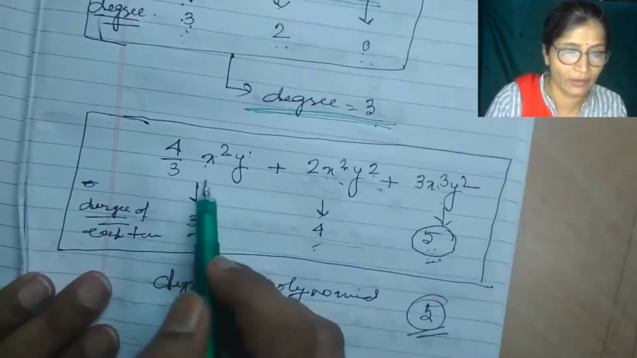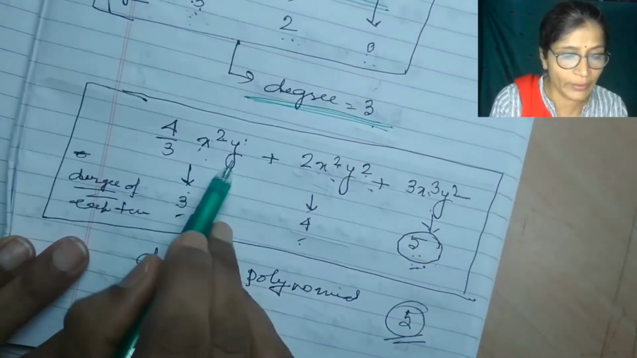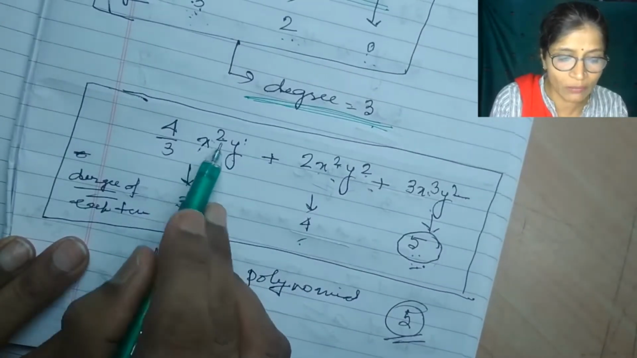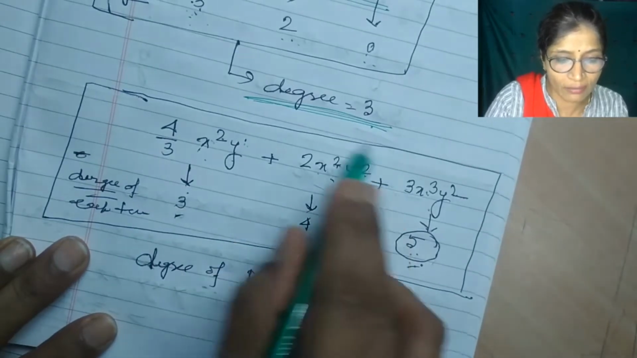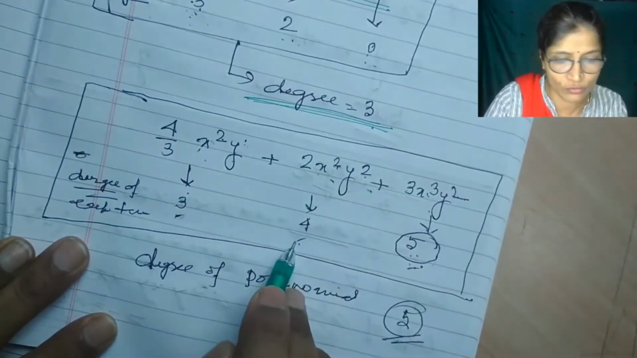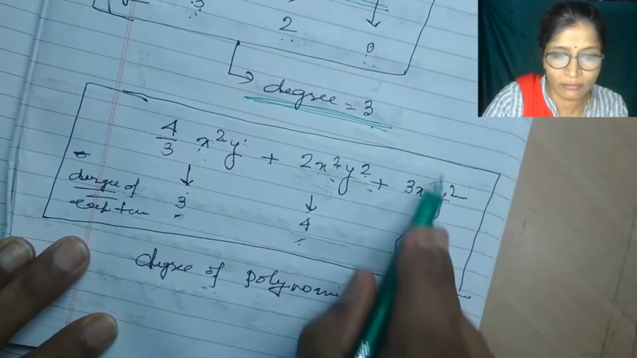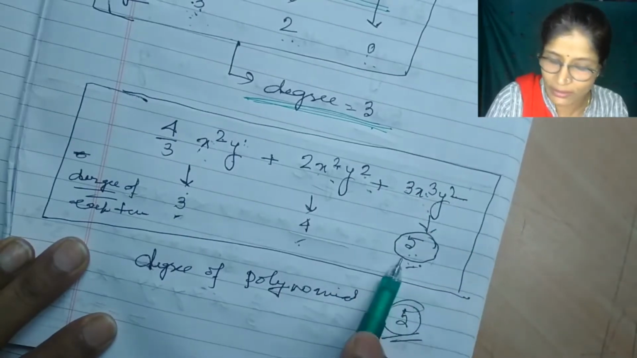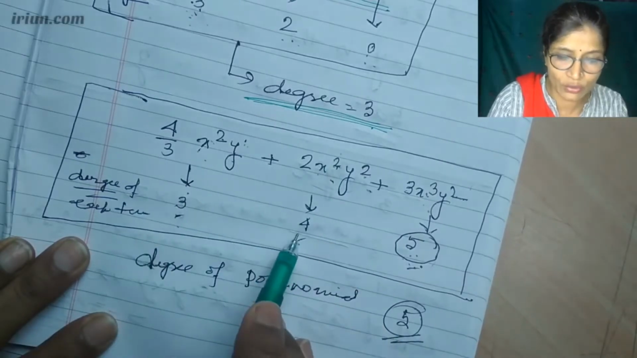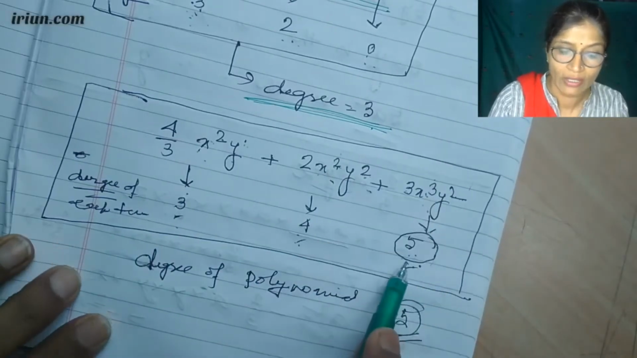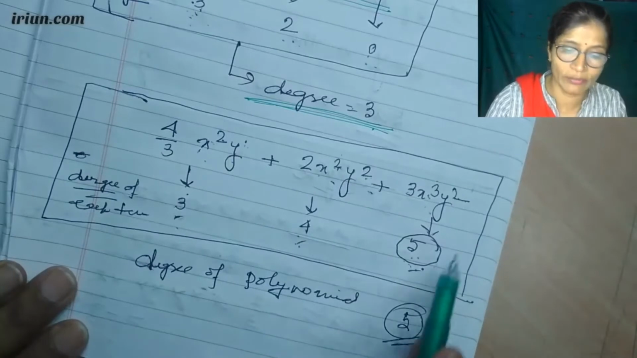For example, here again in this sum, x square y. So the total power is what? 2 plus 1, that is 3. Here 2 plus 2, so for this particular term the degree is 4. And for this particular term, 3 plus 2, that is 5. So for this individual term the degree is 3, this term 4, and this term 5. Now the degree of this polynomial is what? 5.